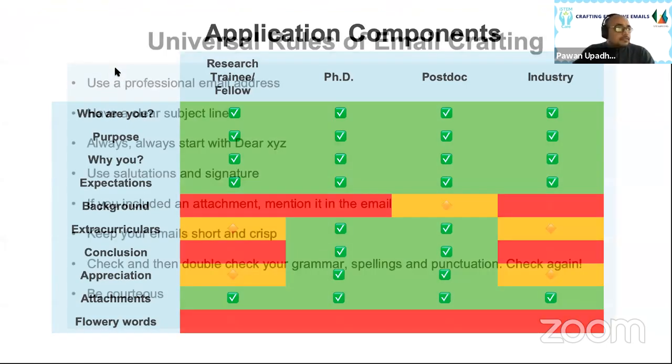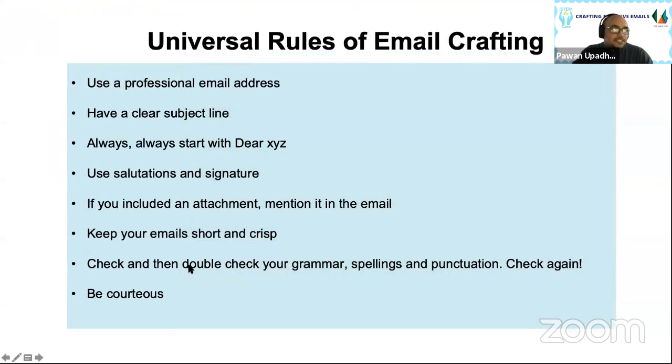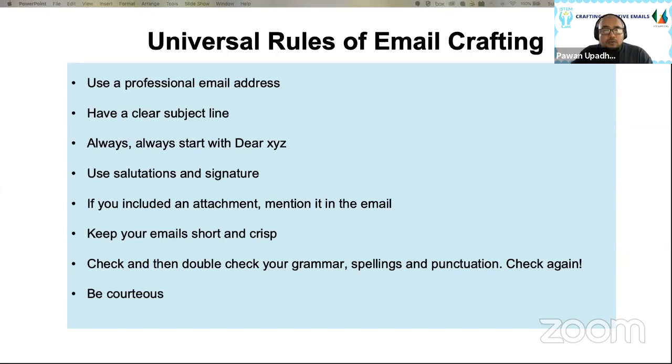Then comes the universal rules, just as a reminder, because this is very important. Maybe Deepak and Prajesh could go for the universal rules. Sure, Prajesh, would you want to?